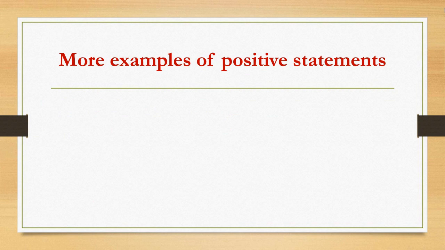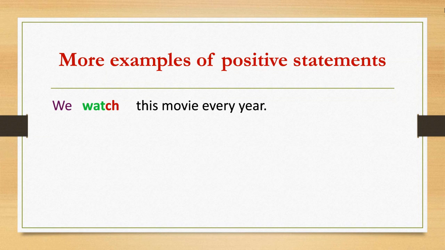Let's see some examples. We watch this movie every year. Every year, that's a regular action. So we have to use the simple present. The verb watch ends with ch. With we, we don't have to add anything to the verb. We watch this movie every year.